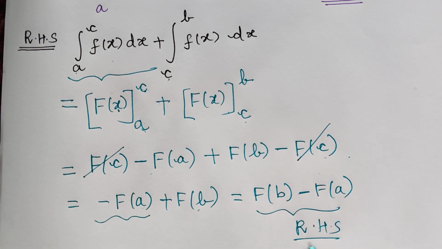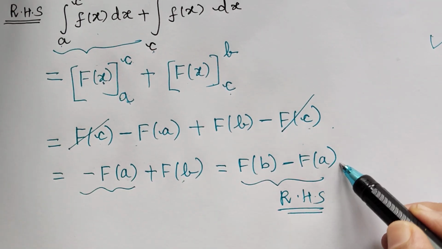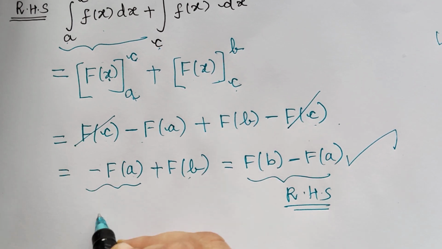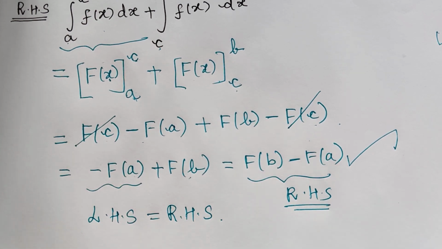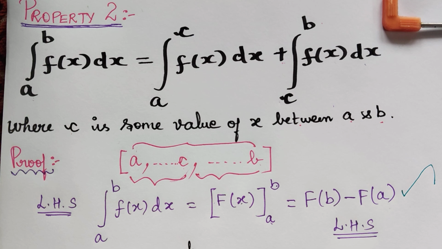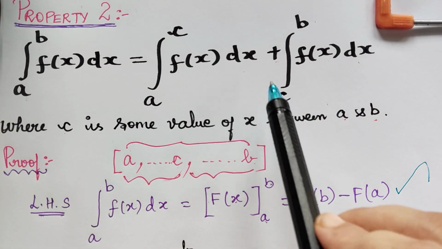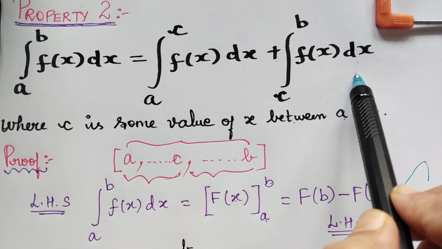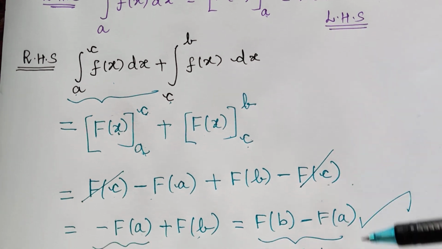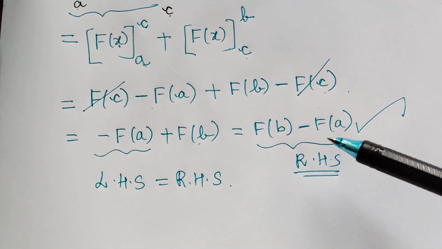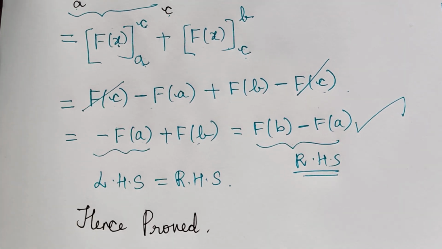So this is the right hand side. So we observe that the left hand side is F of b minus F of a, and the right hand side is also F of b minus F of a. Therefore, the left hand side is equal to the right hand side. Hence, we have proved the property that integral a to b f of x dx is equal to integral a to c f of x dx plus integral c to b f of x dx, since we obtained both to be the same on finding them separately. We got F of b minus F of a. Hence, we have proved this. So next we shall prove property 3.